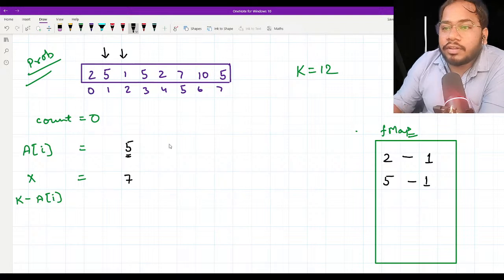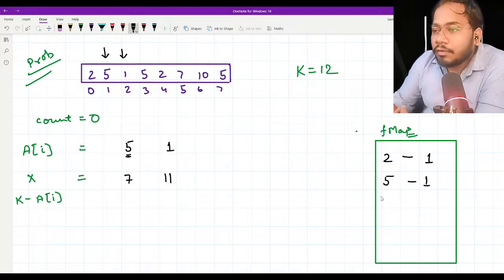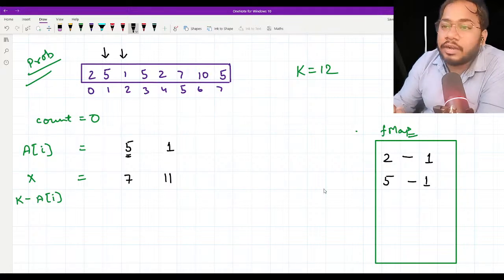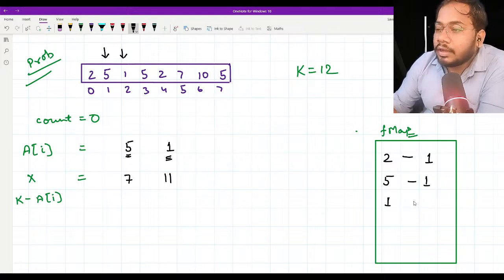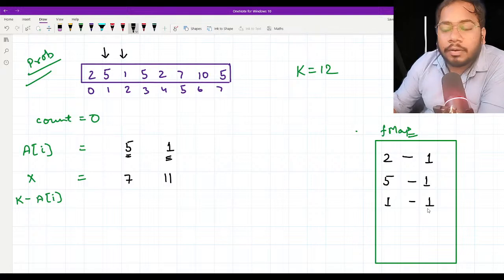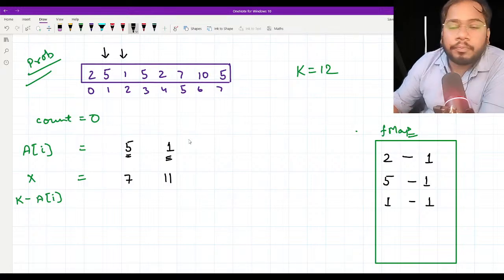Now the counter is here. So a of I is 1. So we need 11. Is 11 present in the frequency map? No, that is not present. So again, put this value in the frequency map with frequency 1. Done. Go ahead. Now move ahead.